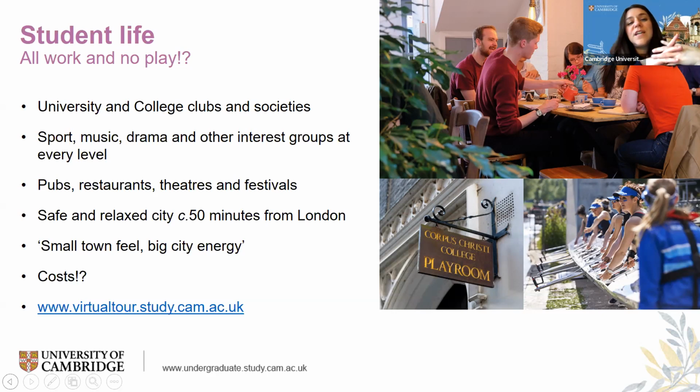So there are lots of university and college clubs and societies. Some clubs and societies are affiliated to a sport, to different cultures, nationalities, religions, or specific interests. I think there are about 200 odd clubs and societies, so I'm sure that you'll find a club or society that you feel quite close to. Also, there is quite a lot of sport, music, drama, and other interest groups at every level.